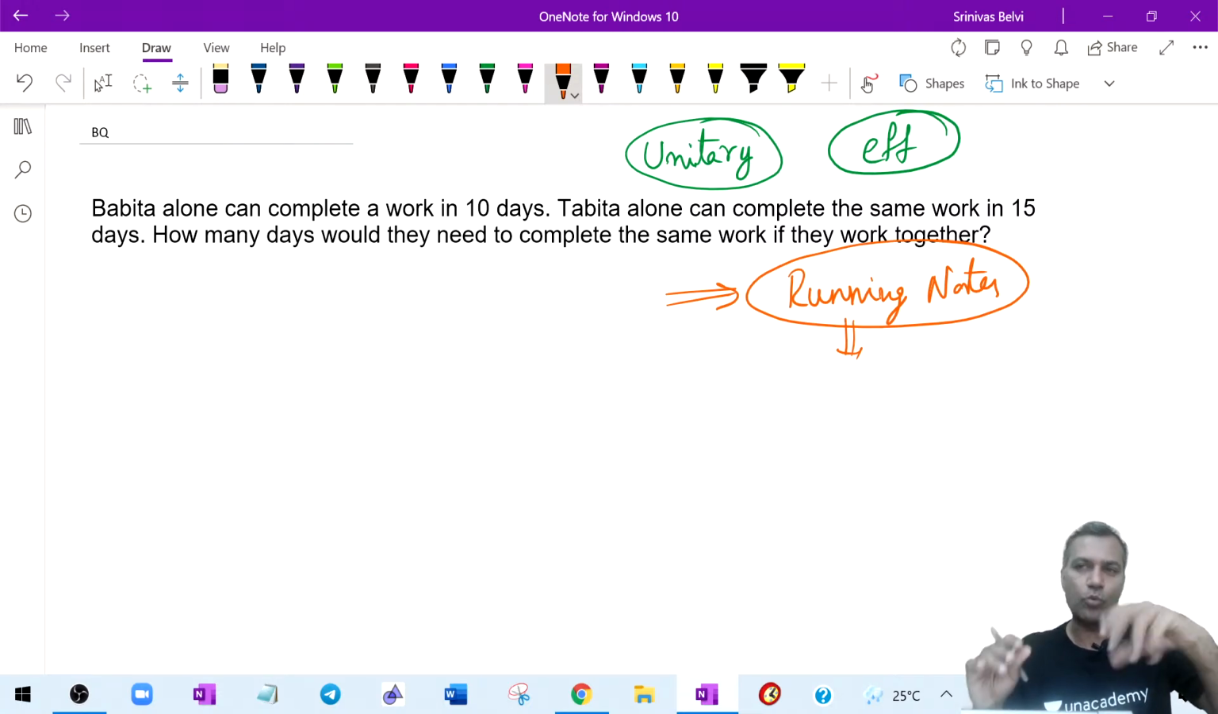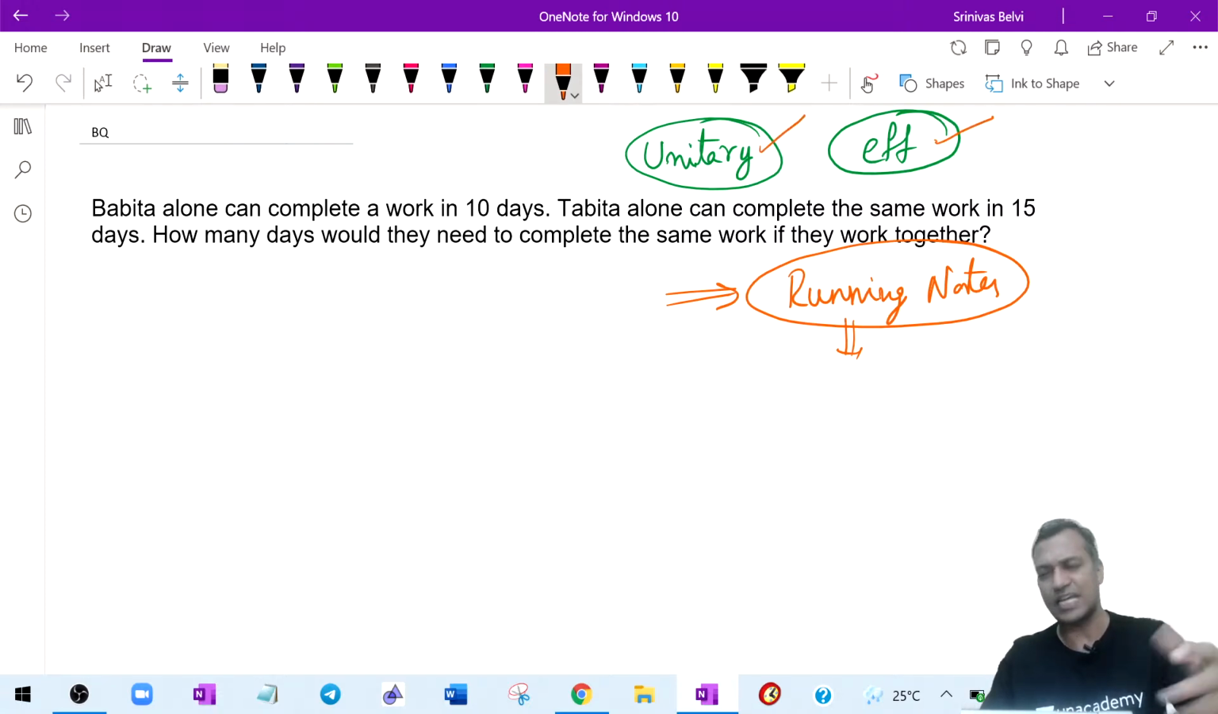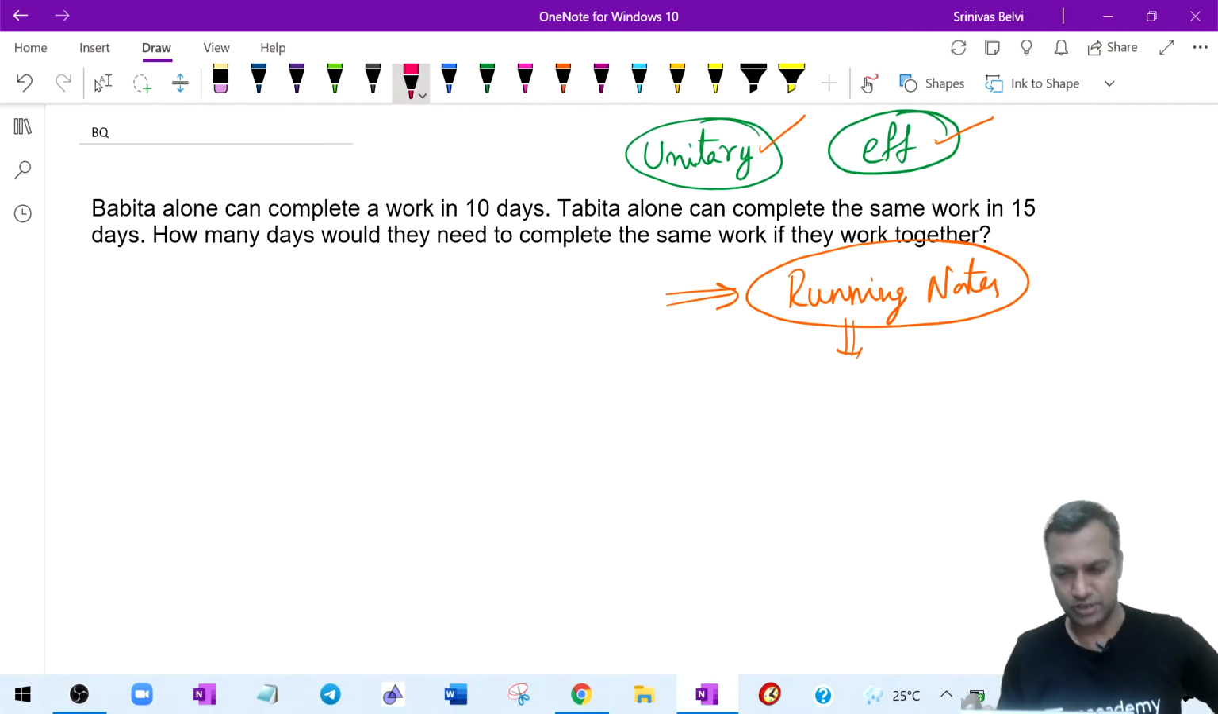Babita alone. Allow me to quickly explain this. I know that most of you would know about this, no rocket science in this, but I don't want to take it for granted and jump into the CAT level. So allow me to complete this. Have some patience. You already know about this.